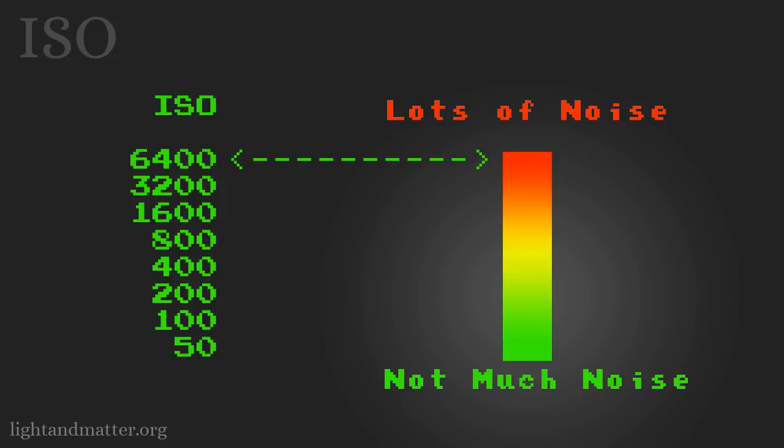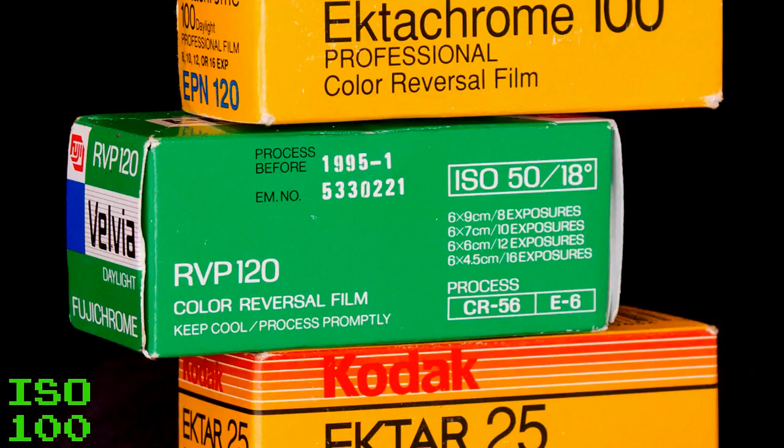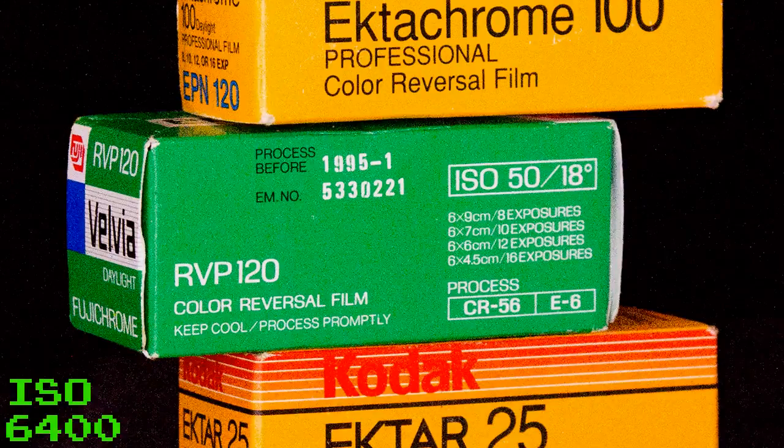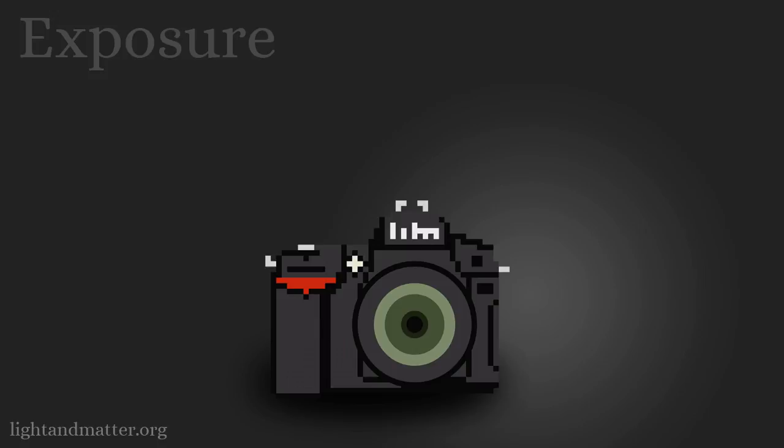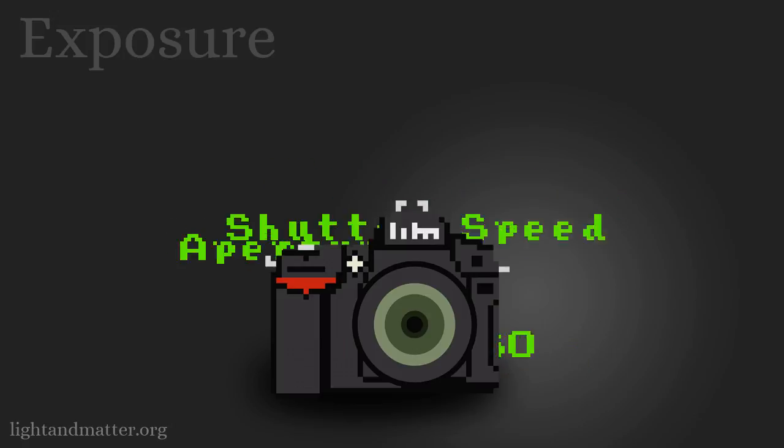For example, here's an image shot at ISO 100. There's no noise to speak of. Here's the same photo shot at ISO 6400, and unless this video quality is really bad, the difference should be pretty obvious. So, how do these things, ISO, aperture, and shutter speed, work together?